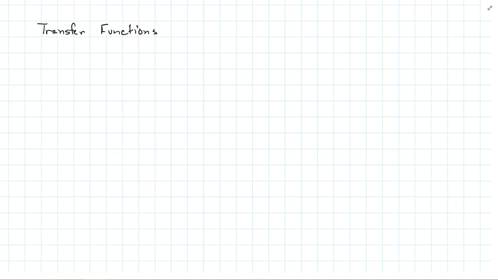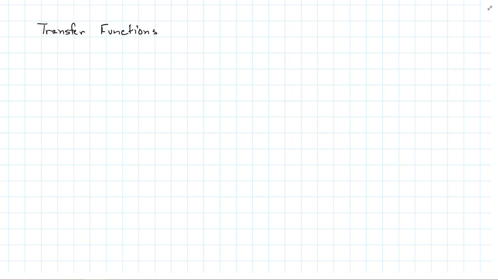Okay, so we've done several examples of doing analysis with Laplace transforms on circuits. The next thing we're going to talk about in these lessons is something referred to as the transfer function. And quite frankly, in my opinion, this is the real reason we want Laplace transforms for circuit analysis.